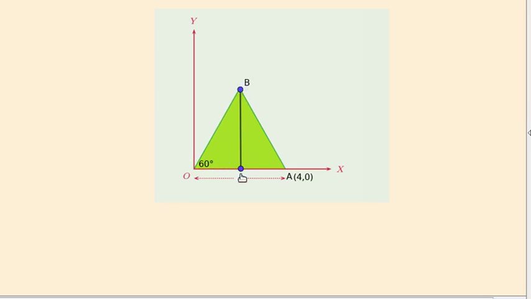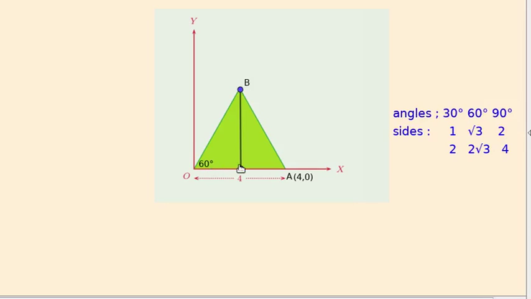Normally you can find it using the Pythagoras theorem. This is 4, this is 2. Otherwise use the 30, 60, 90 degree triangle property. If angles are 30, 60, 90 degrees, sides are in the ratio 1 to root 3 to 2. The side opposite the 90 degree angle is 4 units. The side opposite the 30 degree angle is 2 units. Therefore, opposite the 60 degree angle, 2 root 3. Therefore this distance is 2 root 3.